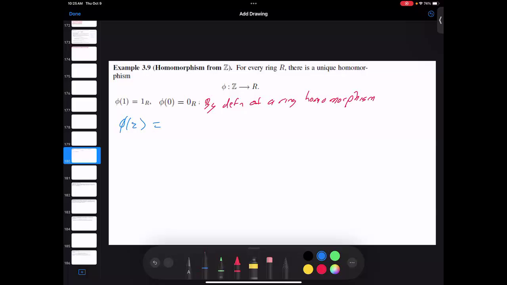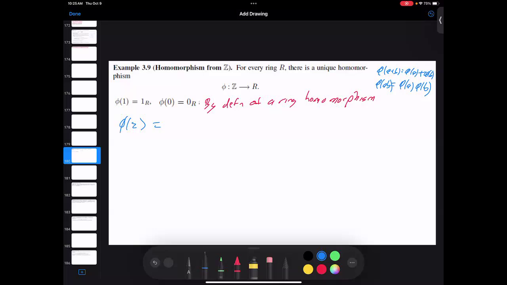I want to somehow exploit properties of a ring homomorphism. So what properties does a ring homomorphism have? What makes something a ring homomorphism? So it's got to be nice with respect to addition. It has to be nice with respect to multiplication. So we need phi of a plus b is phi of a plus phi of b, and phi of ab is phi of a times phi of b. Right? It doesn't matter if I add and then apply phi, or if I apply phi and then I add.